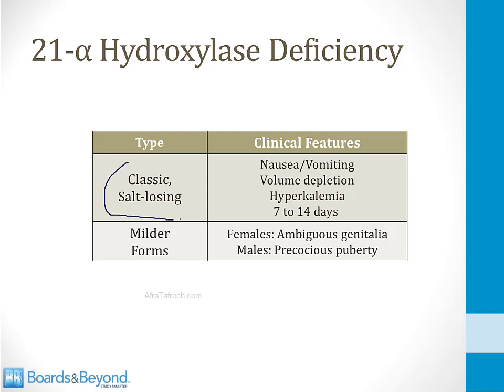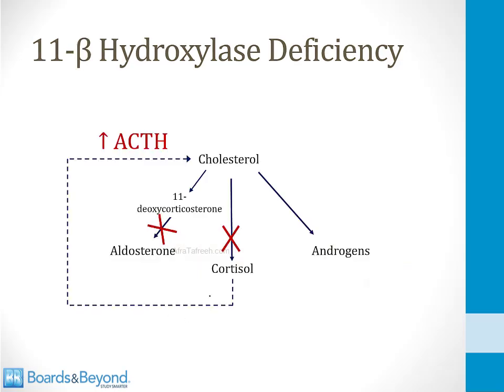So in the classic salt-losing form, this is the most severe form of the disorder. These babies are born with a marked deficiency of cortisol and aldosterone. So they have nausea and vomiting, volume depletion, hyperkalemia. This usually presents in the first 7 to 14 days after birth. In addition, they can have ambiguous genitalia if they are female. In the milder forms, cortisol and aldosterone production can remain intact, and the main finding can be from the excess androgens. So in females, this can lead to ambiguous genitalia, and as I said before, in males, this can lead to precocious puberty.